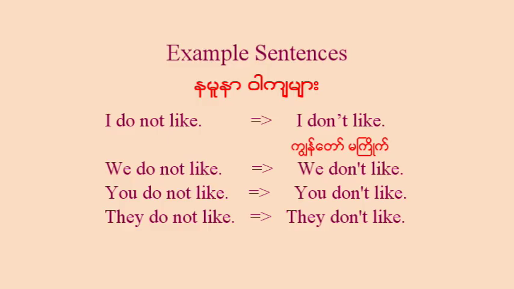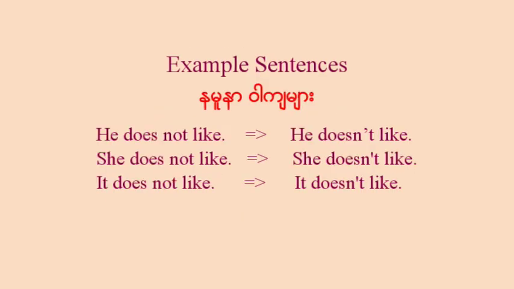Example sentences. I do not like, I don't like. We do not like, we don't like. You do not like, you don't like. They do not like, they don't like. He does not like, he doesn't like. She does not like, she doesn't like. It does not like, it doesn't like.